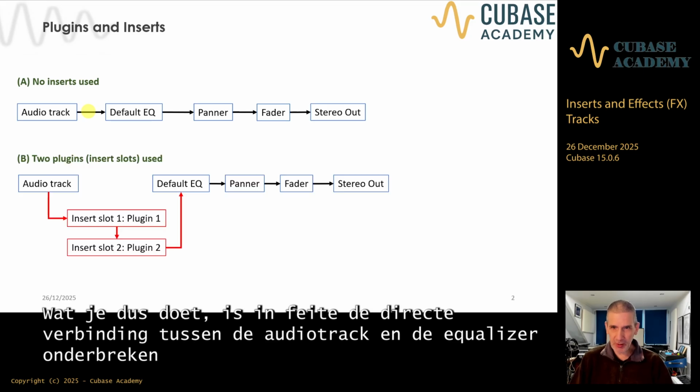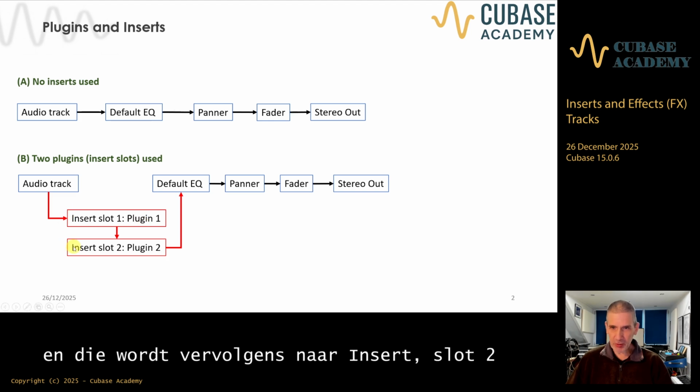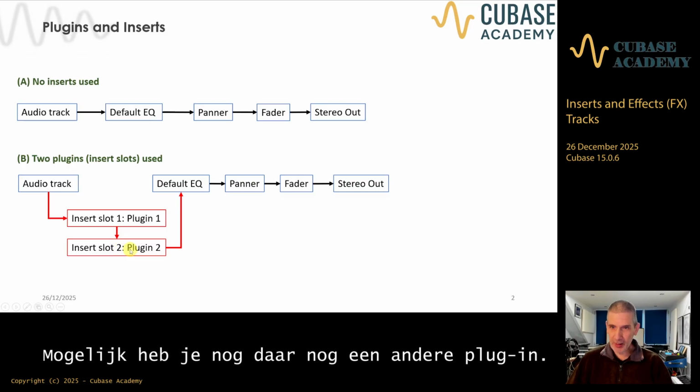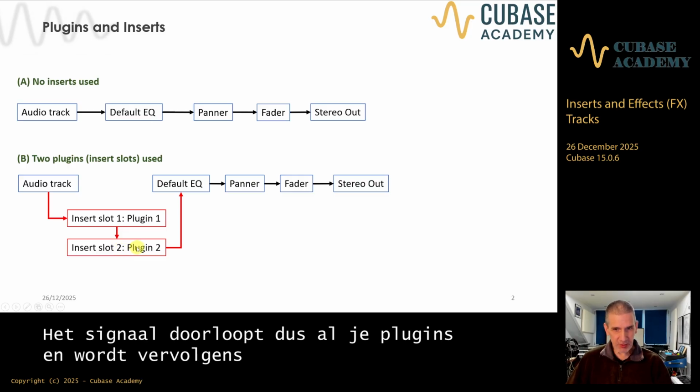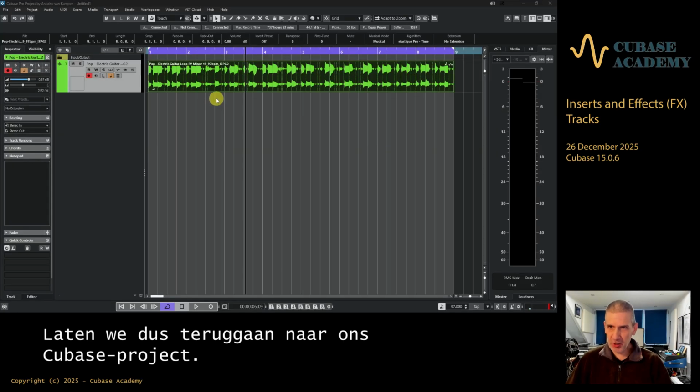So what you do, you interrupt basically the direct routing between the audio track and the EQ, but you route the audio track to the insert slot 1, where you may have a plugin. And then that will be routed to the insert slot 2, so the second insert slot, where you may have another plugin. And so it goes through all your plugins, and then it will be routed again to the EQ and to the stereo out. So let's go back to our Cubase project.